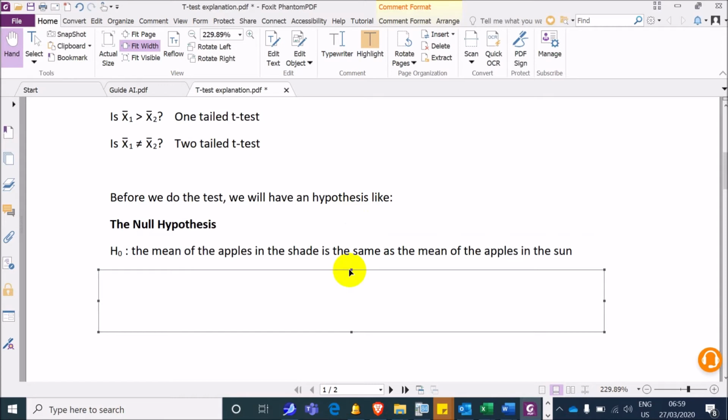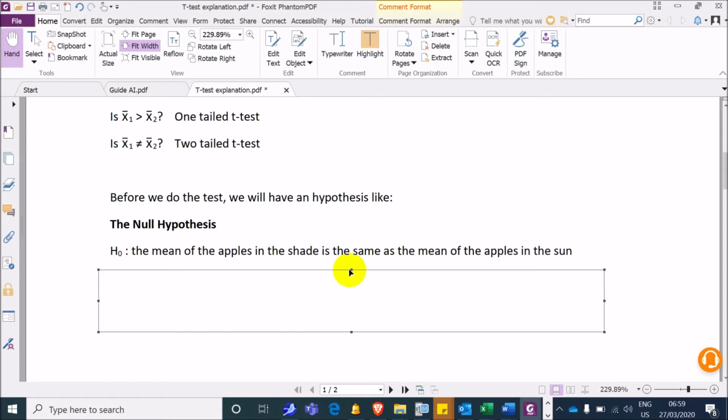And I'm going to see if I can reject this statement, because then they are different, or if I have to say, no, that seems to be true. So this is the null hypothesis. The two means are the same.